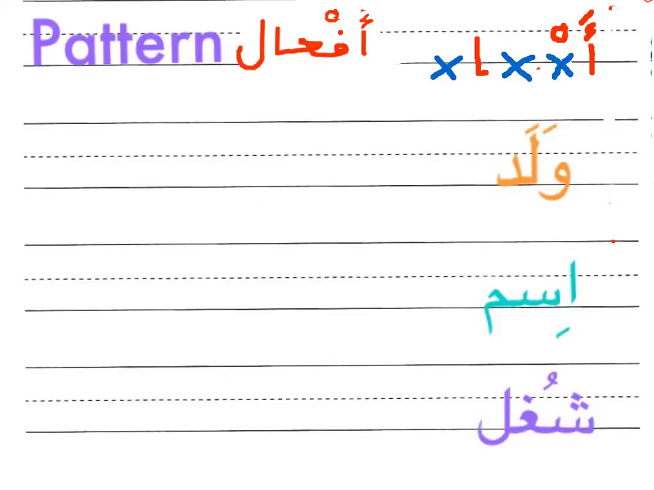Same concept for the pattern af'al. Af'al, we have the word walad, and you just apply the rule of patterns to it. ولد is going to basically replace these three X's for فعل. We have ولد, boy. The plural is going to be أولاد.